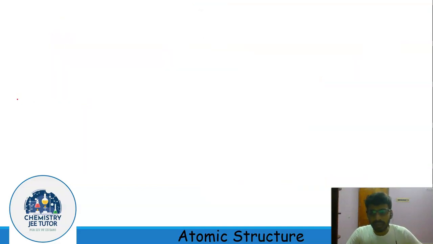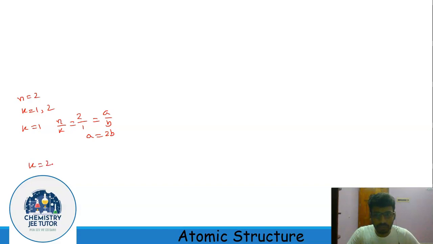Now, if n equal to 2, k can have the values 1 and 2. Now, when k equal to 1, n by k, that is 2 by 1, equal to a by b. So a equal to 2b. And when k equal to 2, n by k equal to 2 by 2 equal to 1 equal to a by b. So a equal to b. So in this case, we will get the circular orbit, and in the other case, we will get the elliptical orbit.